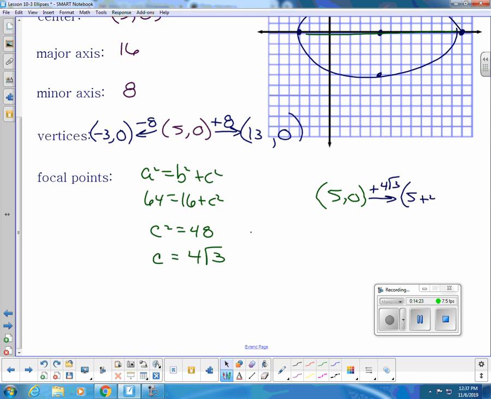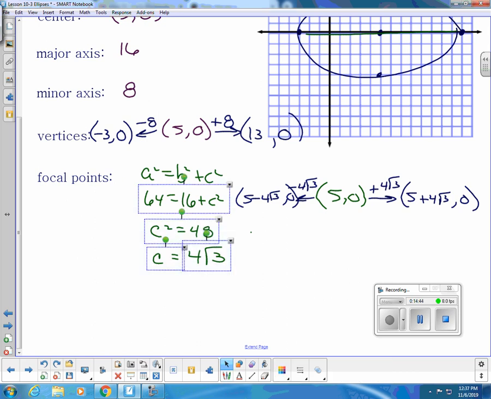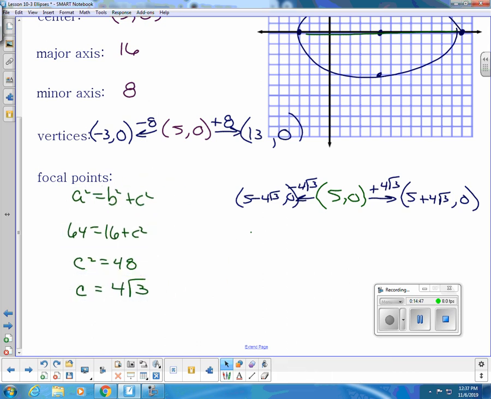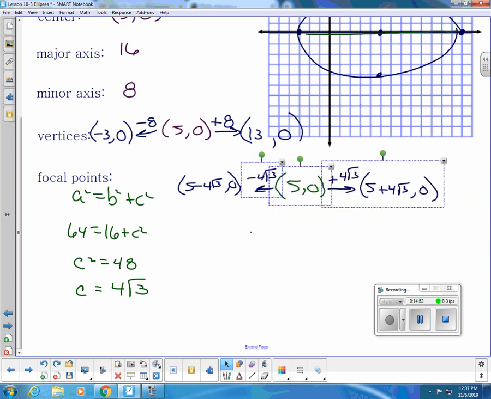5 plus 4 square roots of 3. The y didn't change. It's still 0. On the other side, we're going to subtract 4 square roots of 3. So again, you're just going to show that. Those would be exact values instead of putting them as decimals. Okay? You're just changing the x values. Okay? Because you're going right to left. Make sense? There's little pieces, lots of little pieces.